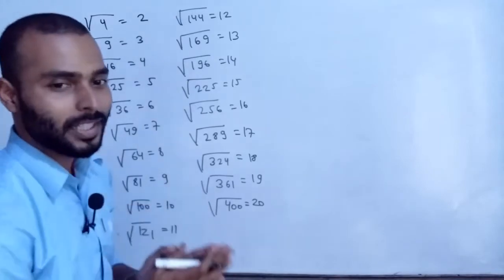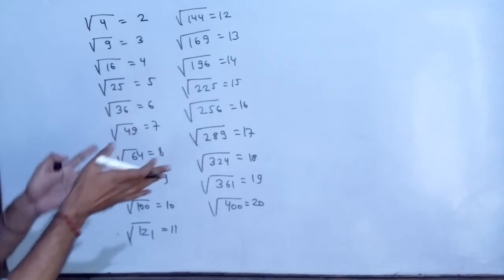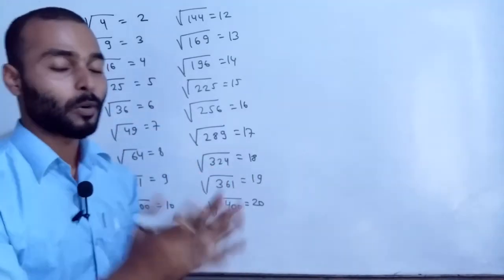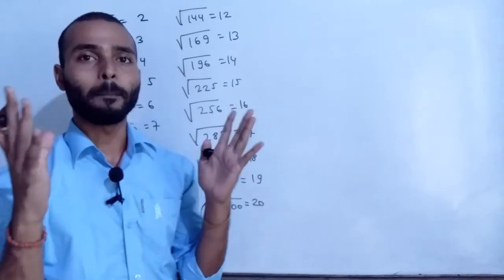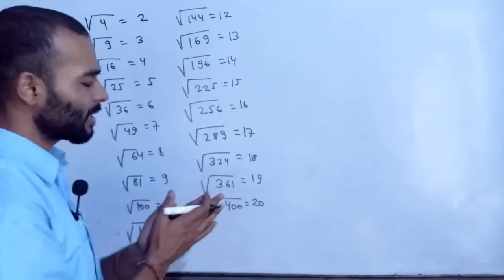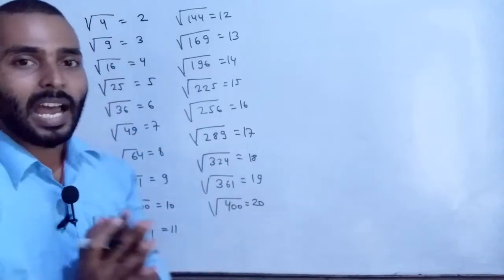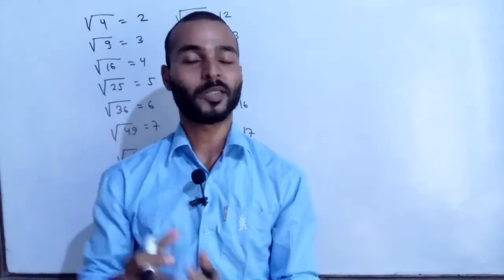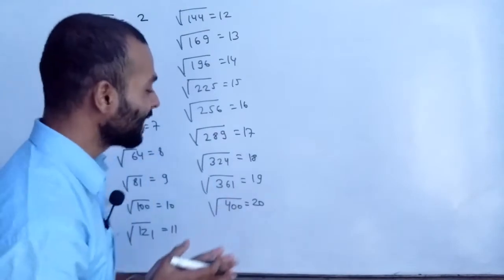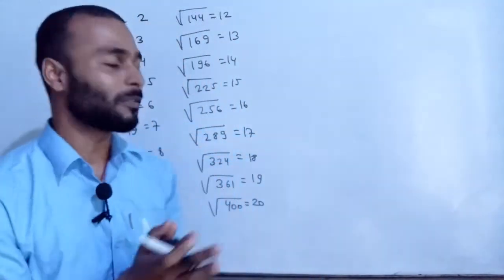Before learning the trick, you have to learn up to 20. You can learn above 20 also for solving the square root of bigger numbers, but up to 20 will be sufficient. After this, I'm going to give you the trick, so you have to watch the video till the end. After knowing the trick, you can easily solve the square root of a number.